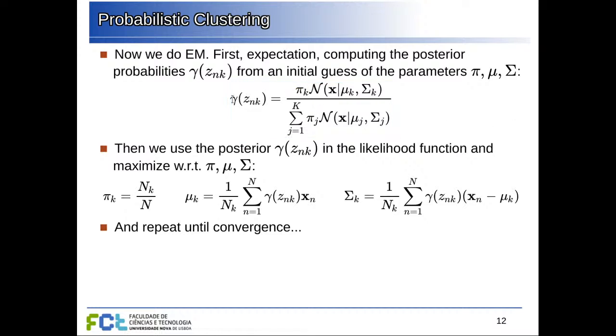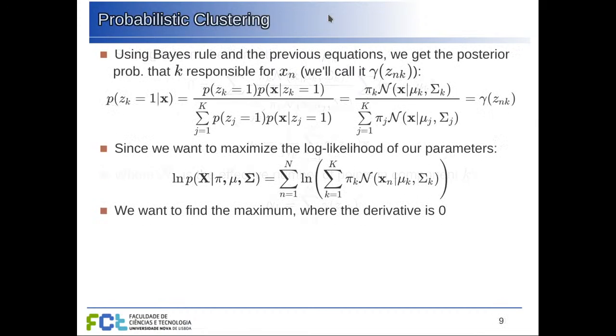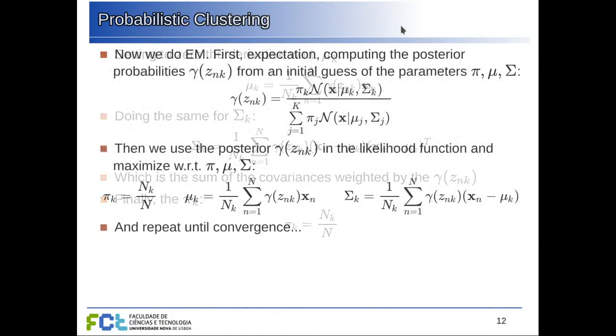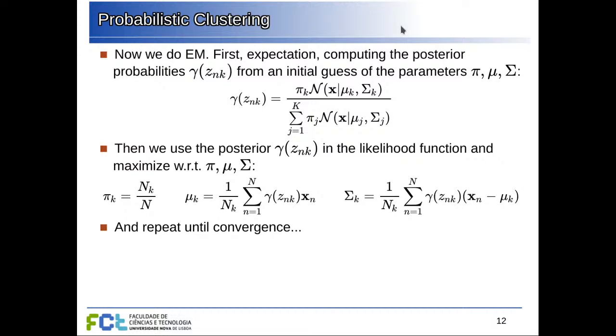We use that to compute the probability of each point belonging to each particular Gaussian curve, and then we plug that into the likelihood function that we want to maximize, and we recompute the probabilities of the Gaussian curves. So we do this iteratively, and this is the expectation maximization approach.